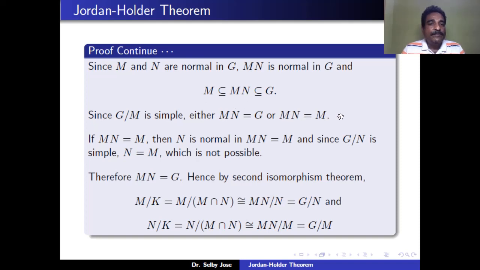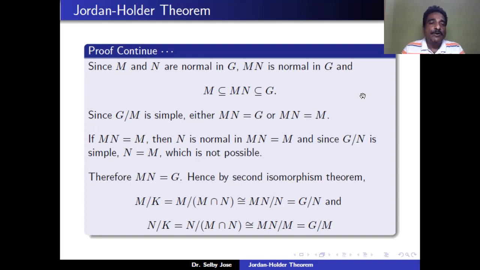So what will happen if MN is equal to M? If MN is equal to M, then N is normal in MN and MN is equal to M. That means N is a normal subgroup of M. And since G mod N is simple, N must be equal to M, which is not possible because we assumed that N is not equal to M. Therefore, MN must be G.